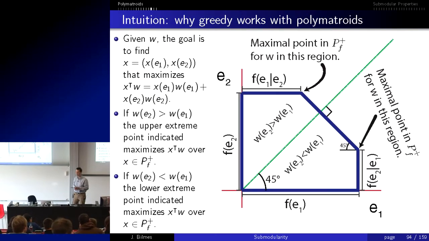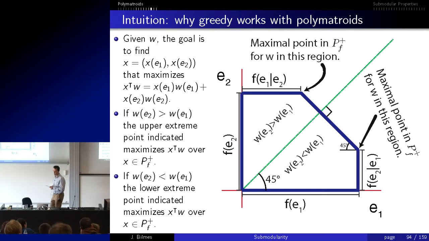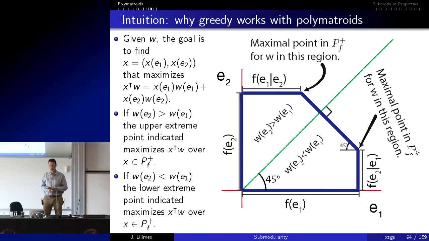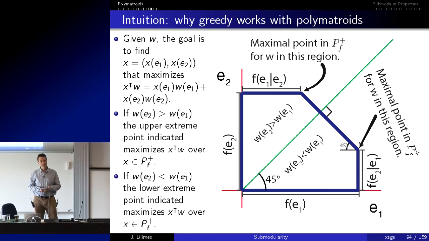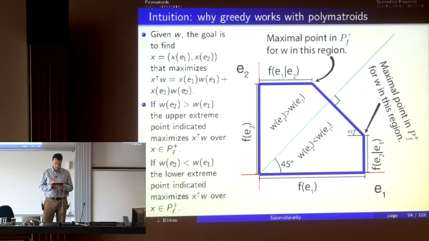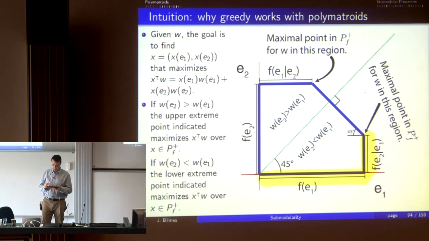So first of all, let's talk a little bit about what these polytopes look like. So here's the submodular polytope, the polymatroidal polytope, in 2 dimensions. This is a nice picture because it gives you a sense as to why greedy works. The axes are labeled based on the valuations of the submodular function. So this length is just f of E1, and this length is f of E2 given E1.